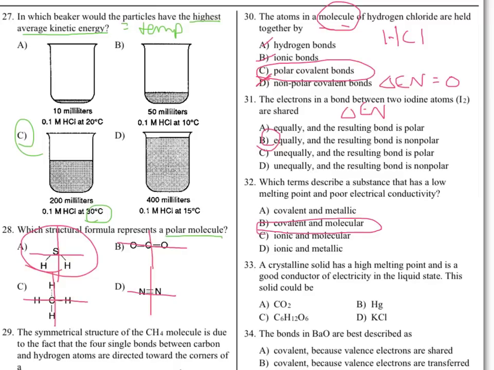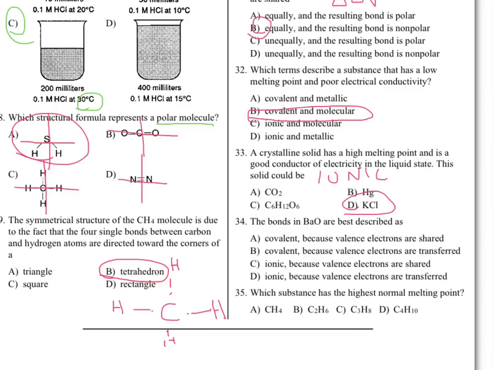Question number 33 asks for a crystalline solid with a high melting point and a good conductor of heat in the liquid state. This represents an ionic bond. Now, ionic bonds are between metals and nonmetals. Question 34 asks about the bonds in barium oxide. Barium is a metal, while oxygen is a nonmetal. Metals and nonmetals, on different sides of the periodic table, form ionic bonds. And ionic bonds transfer their electrons.